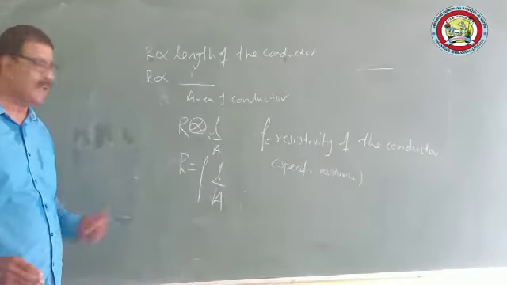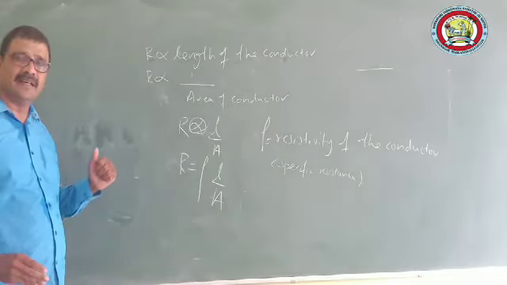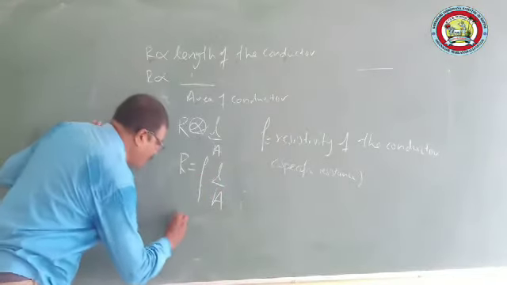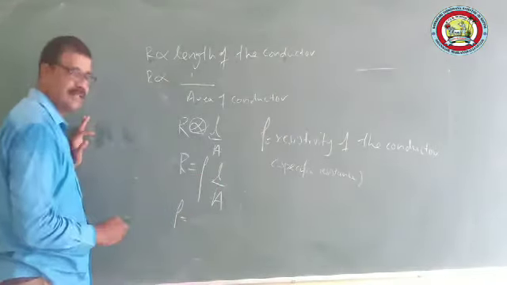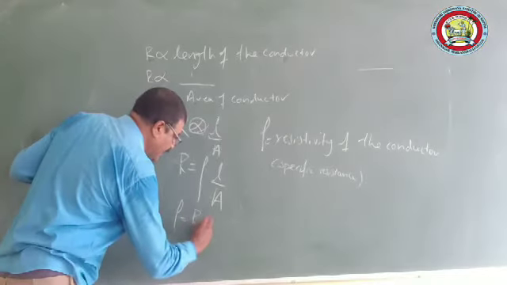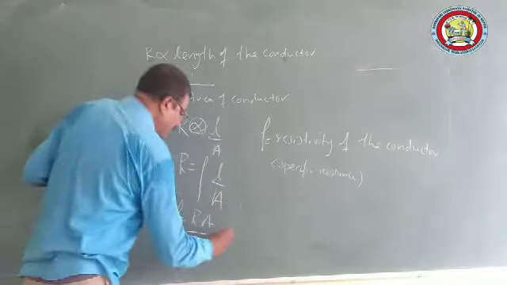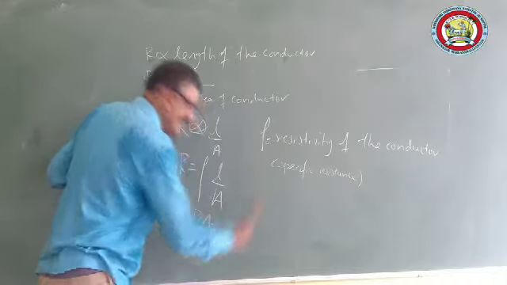Now we have got one more new quantity. Let us define the unit of this quantity. To define the unit of this quantity, what do I do? I will take this rho outside. So I get it as R into A by L. What is the unit of resistance? Ohm. Unit of resistance is ohm.